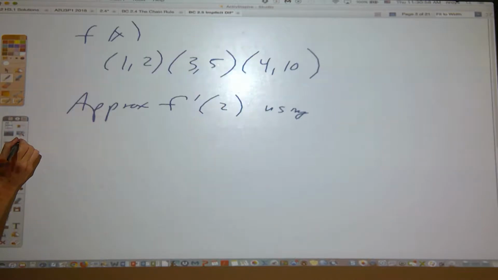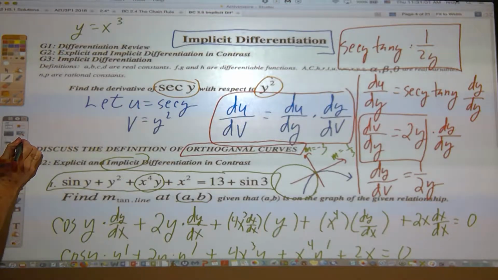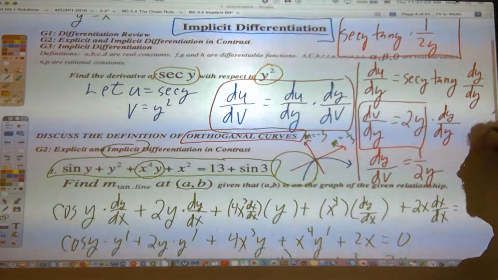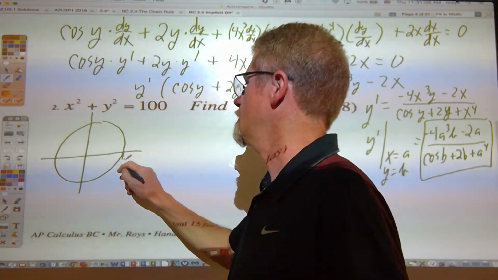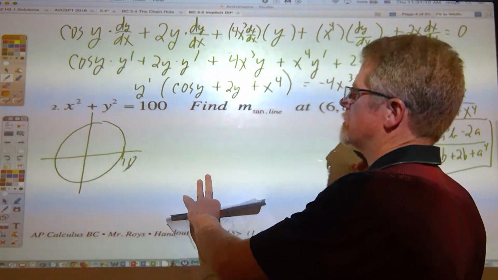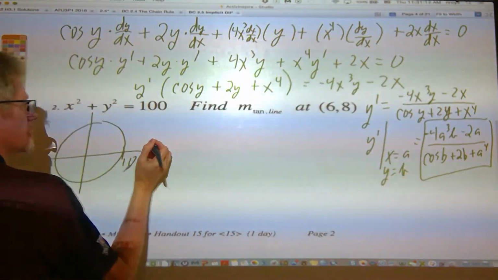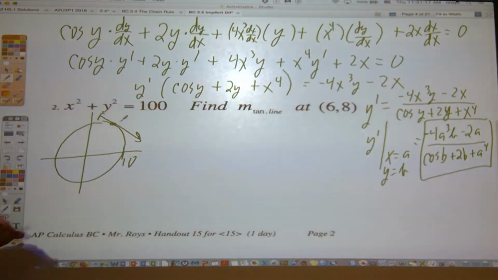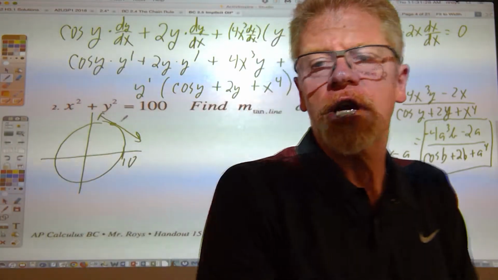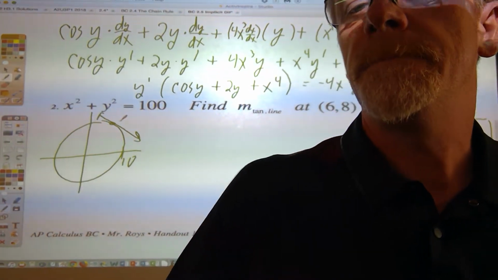Okay? So now you get to try one. Would you please draw a picture of what we're looking at here? From algebra 2 and pre-calculus, you know this is a circle with radius 10. And 6 squared plus 8 squared is in fact 100: 36 plus 64 is 100. So there is a tangent line here at the point 6 comma 8. When you look at the picture, we're expecting the slope of the tangent line at 6 comma 8 to be a negative number. Would you please now use implicit differentiation to find the slope of the tangent line drawn to this circle at the point 6 comma 8. Give it a go. I'm going to hit pause and we'll come back in a minute.